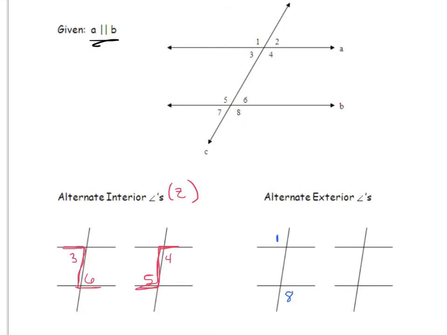Now, if you take a look, there's another pair. They're actually here, 2 and 7. So if I've got 2 and 7 here, these are also my alternate exterior angles. Now, the alternate interior angles made the letter Z. These ones actually go through and make the letter V. They're V's at the corners. So alternate interior angles make the letter Z. Alternate exterior angles make the letter V.